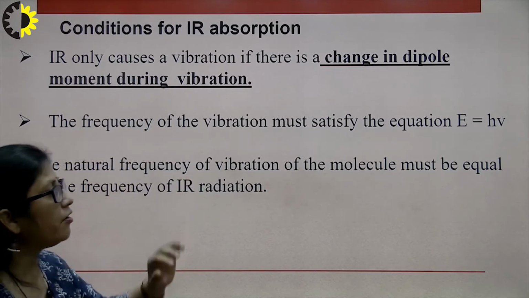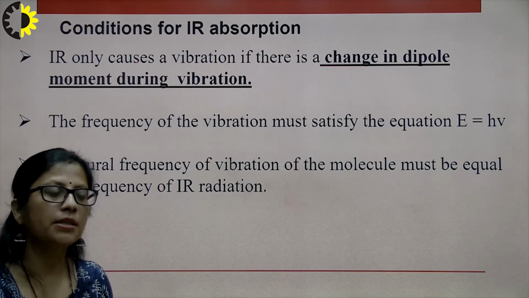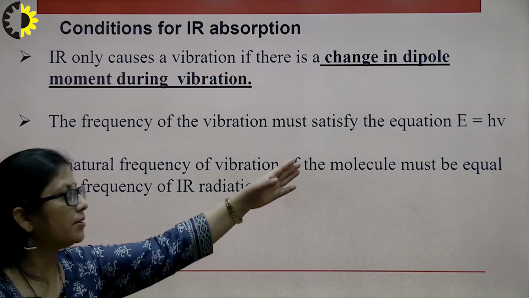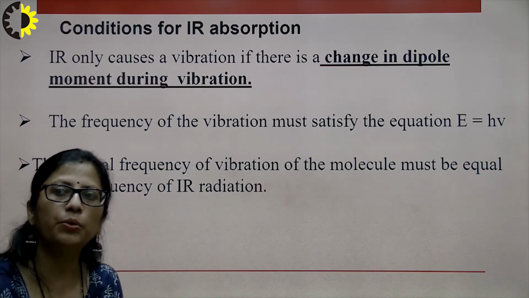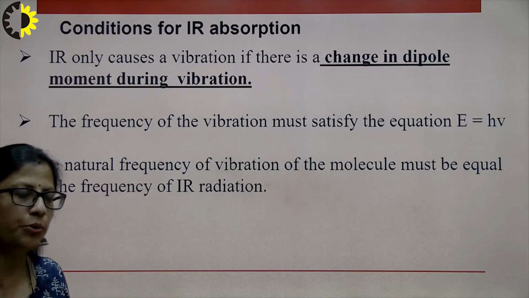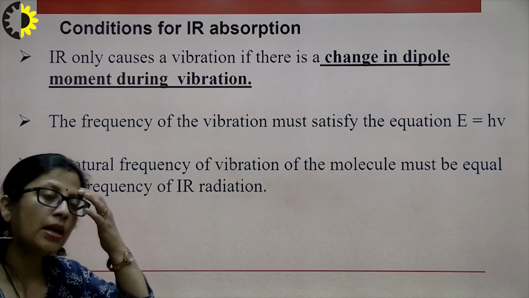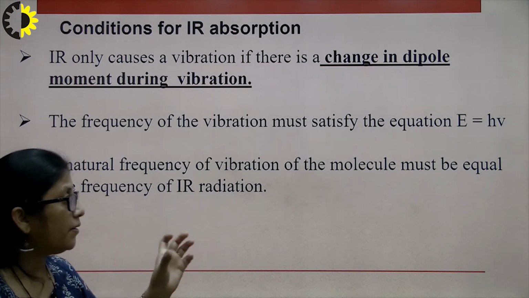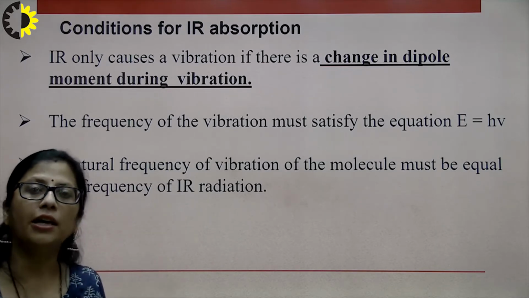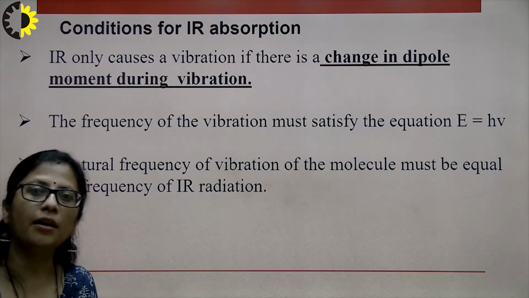Now, the frequency of vibration must satisfy the rule E is equal to h nu, because specific amount of energy is required to bring about the change. Then the natural frequency of vibration of the molecule must be equal to the frequency of IR radiation. The frequency at which the molecule is vibrating should match the frequency of the IR radiation. Only then an absorption peak is obtained in the IR spectra.